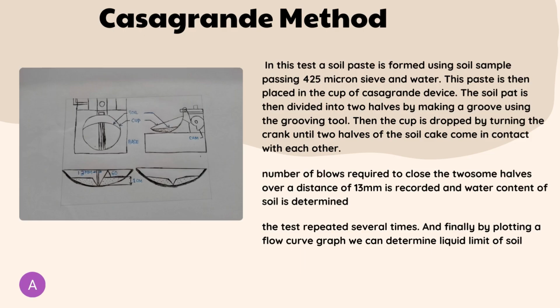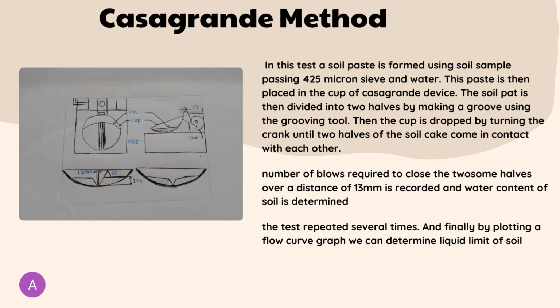For question 2, there are two methods for the laboratory determination of the liquid limit. First is the Casagrande method. This test is done using the Casagrande apparatus. In this test, a soil paste is formed using soil sample passing the 425 micron sieve and water. This paste is then placed in the cup of the Casagrande device. The soil paste is then divided into two halves by making a groove using the grooving tool.